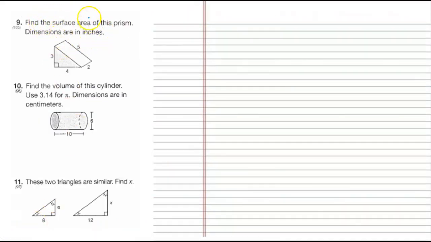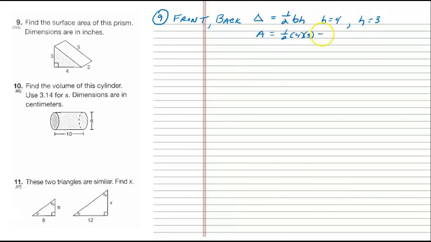Oh, surface area. Delightful. Number 9. So I know that the front and the back of this are going to be the same. So front, back, and it is a triangle. So I know that the area of a triangle is equal to 1/2 base times height. Here, my base is 4 and my height is 3. So area is equal to 1/2 4 times 3, which is 1/2 of 12, which is 6.